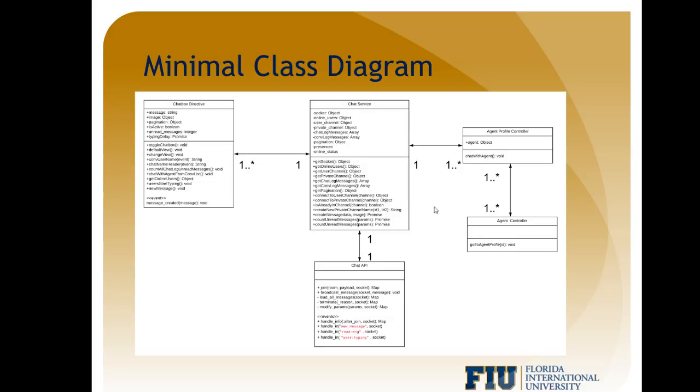And here is the minimal class diagram. The main class is the chat service, which is connected to three other classes: the chatbox directive, the chat API, and the agent profile controller, which is then connected to the agent controller.